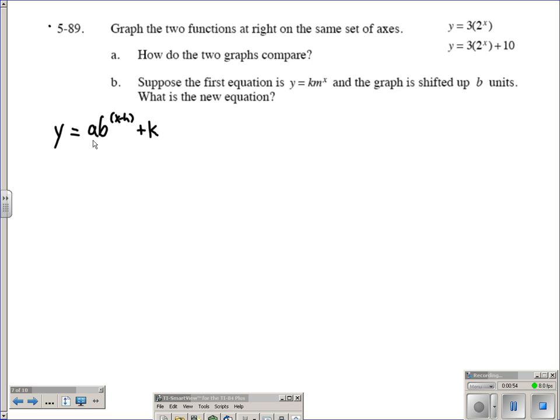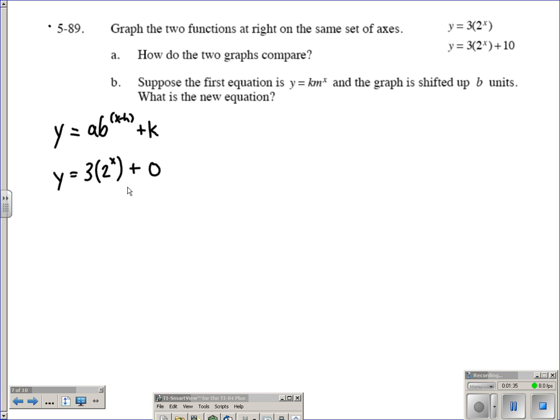So what we're looking at here is, if we compare it to the equation we've got, y equals 3 times, sorry, not b, this would be 2. We have 3 times 2 to the power of x. Well, a is our 3, b is our multiplier 2, and it's just being raised to the power of x here. So we're not translating it left or right at all. And this is the same thing as saying plus 0.